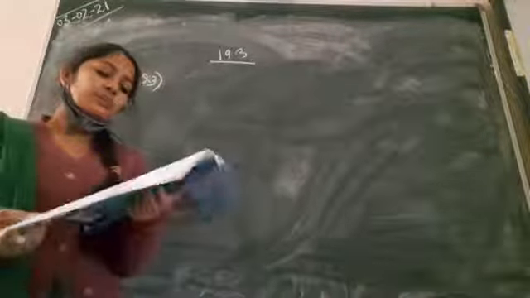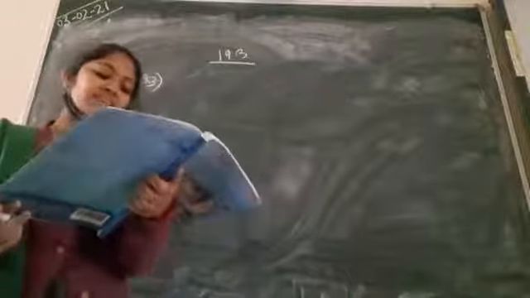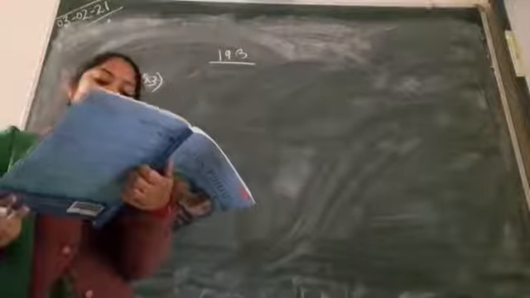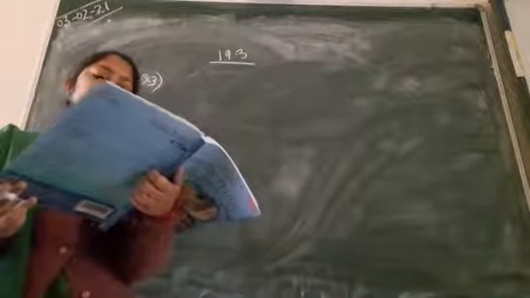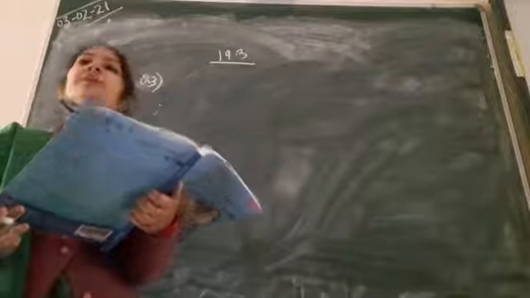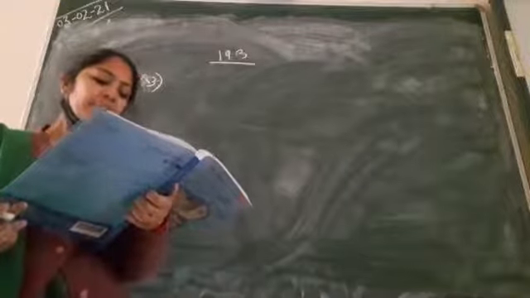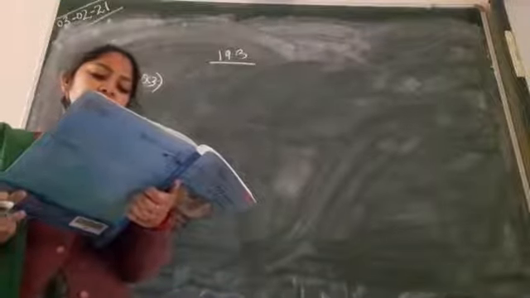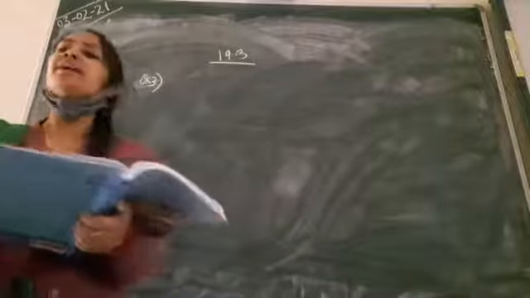So now we will do question number 3. Question number 3 says that a rectangular water tanker is 30 centimeter long and 15 centimeter wide. If it contains 54 liters of water, find its depth.